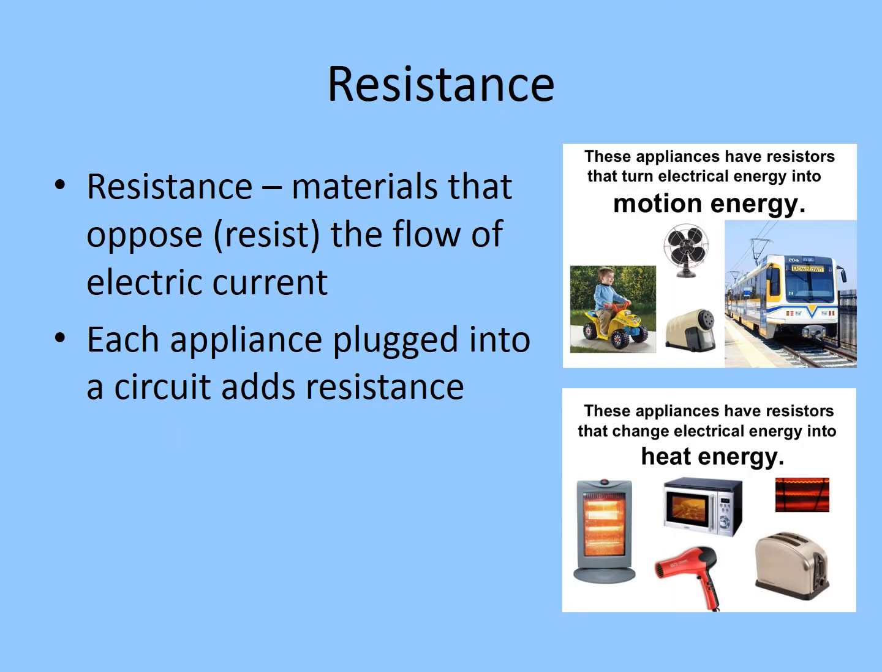And then the last part of it is resistance. Resistance are those things that you plug into a circuit that take just a little bit of electricity away. It takes a little bit of that electric current away. Every single thing that you plug into a circuit adds resistance. So that's why you're not supposed to overload an electric circuit. You can't plug in 75 things into one socket because you'll overload the circuit, because every little thing is taking away a little bit of electricity.